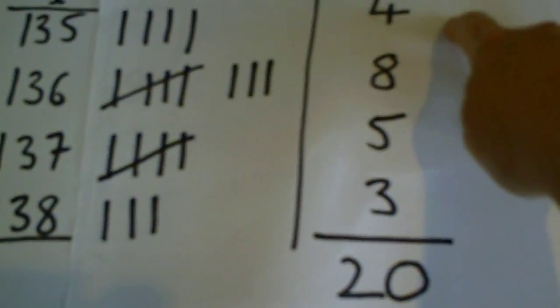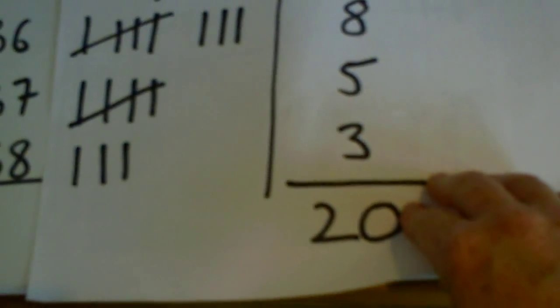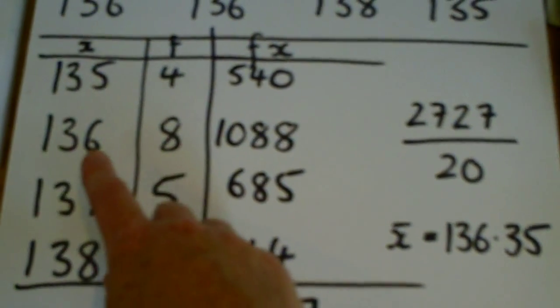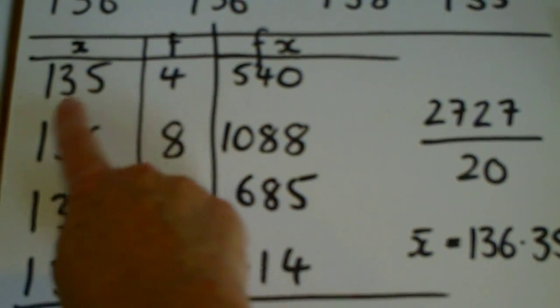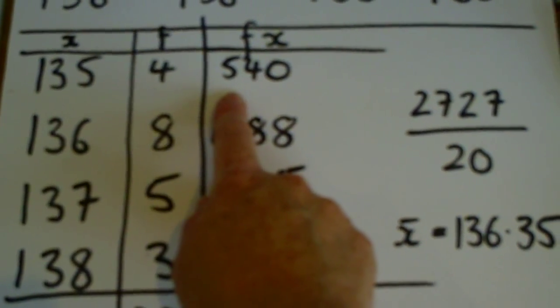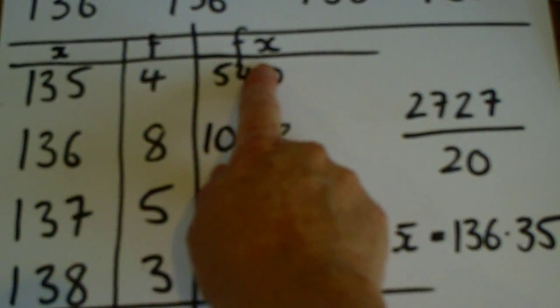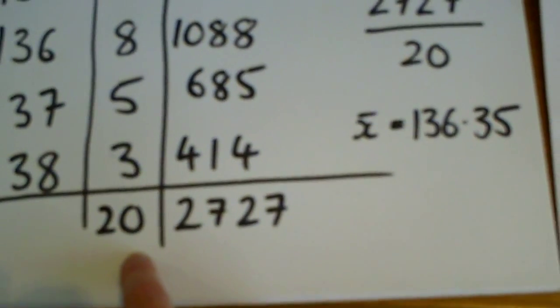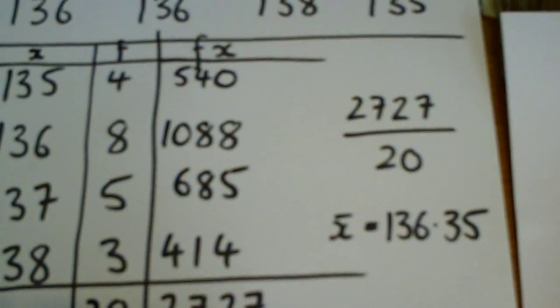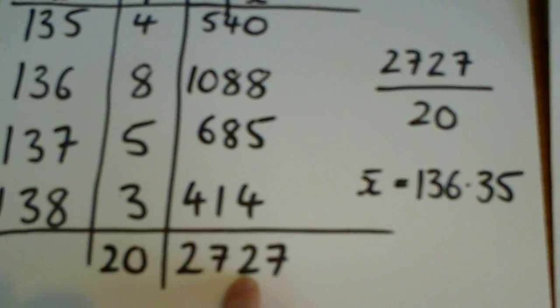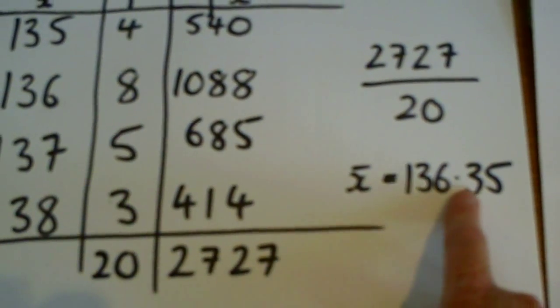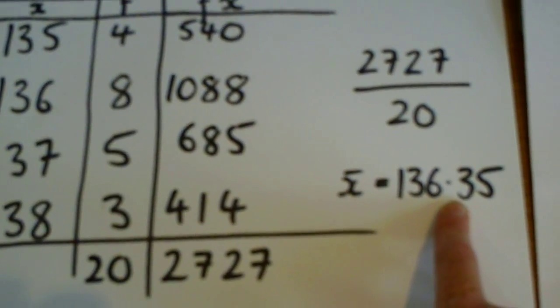And you should always check here that when you've done that, it does add to 20. Otherwise you've miscounted. So, as you can see here, 135 happened 4 times, so 4 times 135 is 540, and so on. So that's where the fx comes in the formula. The frequency when you add it up gives you 20, the same as n, and then when you add up all those multiplied frequencies by the scores, you get 2727, which is a familiar number, and here you see we get the same answer.